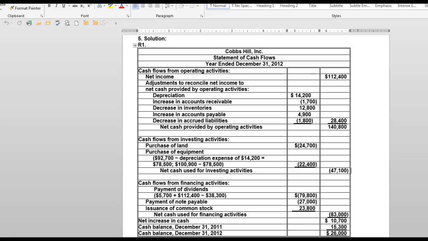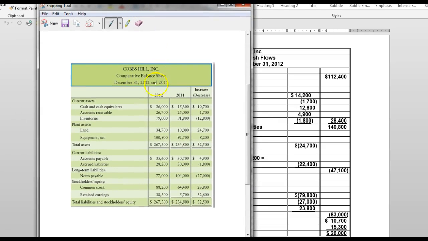See if I can muddy the water even more for you. Actually, I hope I clear it up. Okay, we're doing a cash flow, and the first thing to remember is you're looking at the differences, the increases between, right here. So you'll have a balance sheet here. You've got a balance sheet of 2011 and a balance sheet of 2012. You're looking at the differences right here.